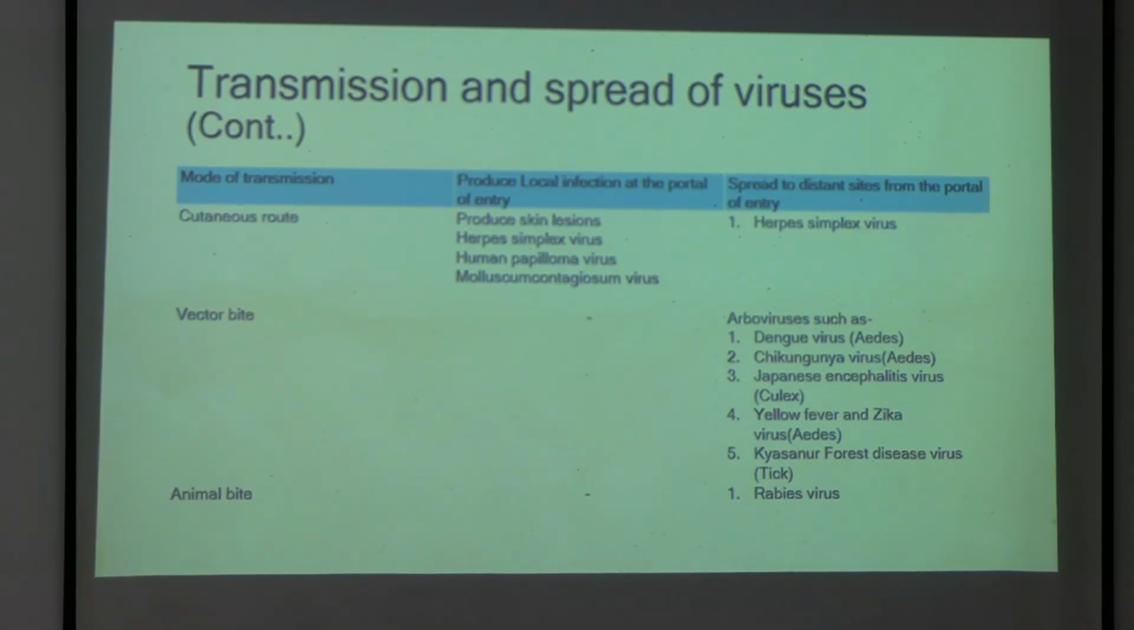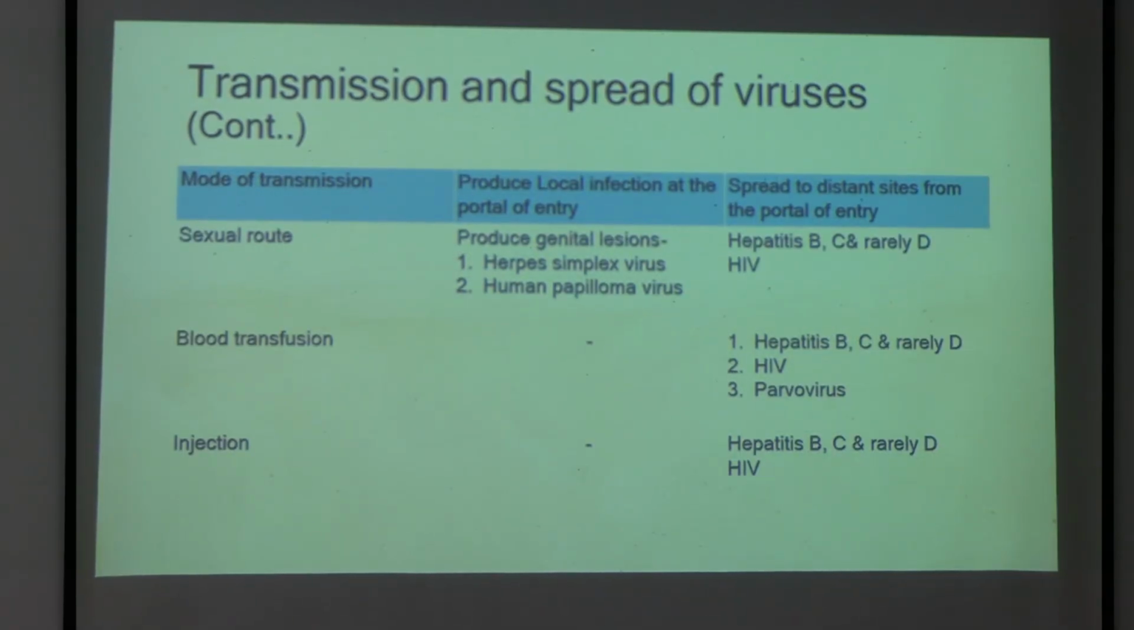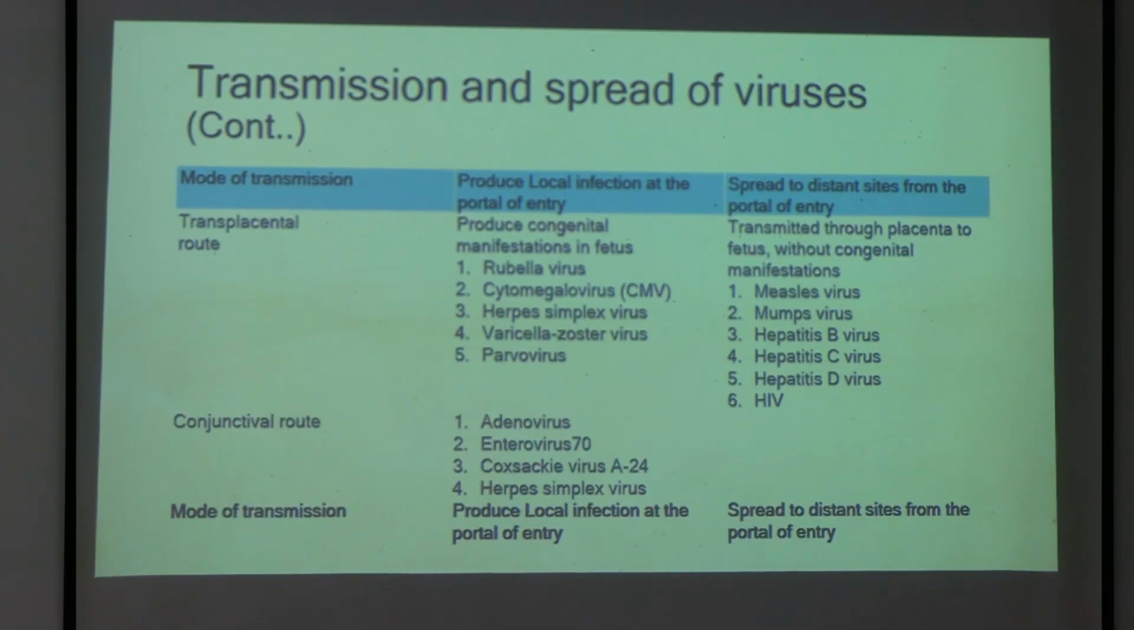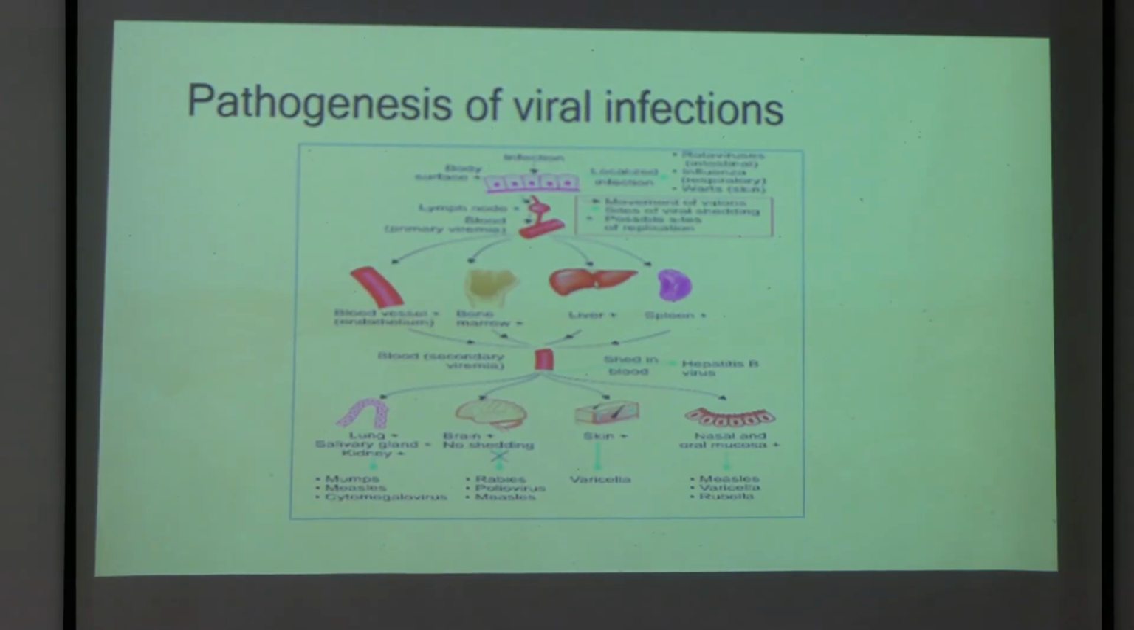Okay, we'll cover it when we go to the systems. Please learn these examples, okay? Herpes has systemic manifestations. Okay, so pathogenesis. I have spoken about pathogenesis.